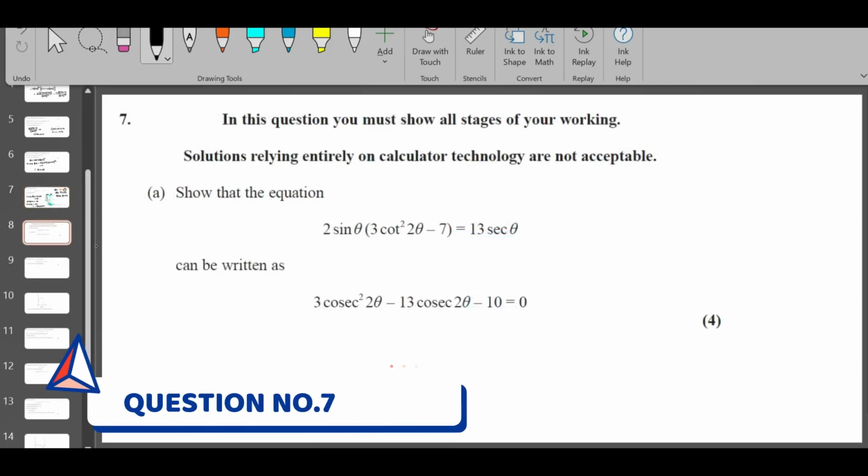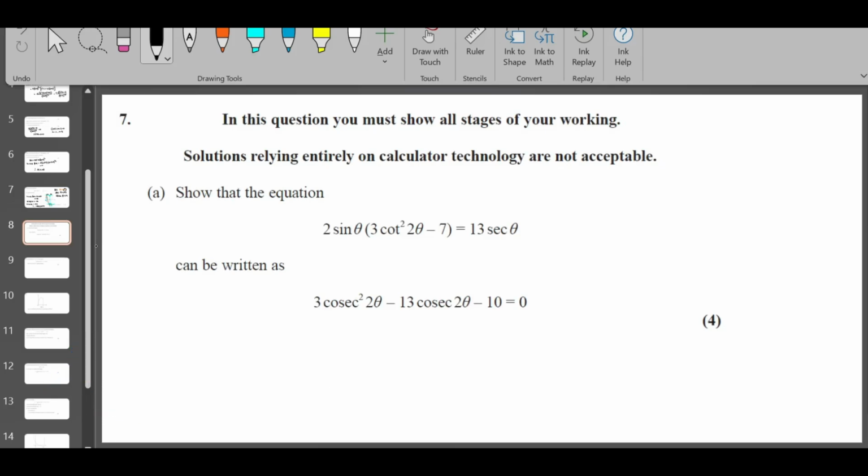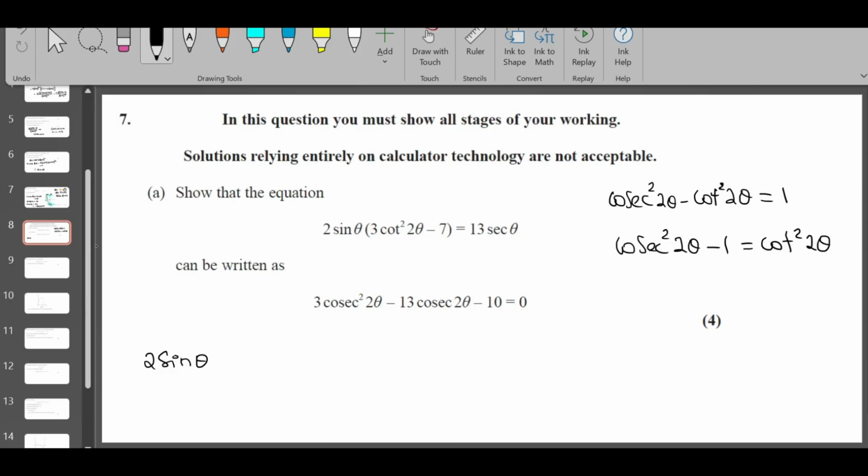Question number 7. Show that this equation can be written in this form. So we are going to take the whole equation and try to rewrite it in this format. So what I'm going to do, I'm going to write it as 2 sine theta. We know cosecant square theta minus cot square theta, the theta can be anything, is equal to 1, right? So when you rearrange, you will get cosecant square theta minus 1 is cot square theta. So I'm going to replace this with cosecant square 2 theta minus 1.